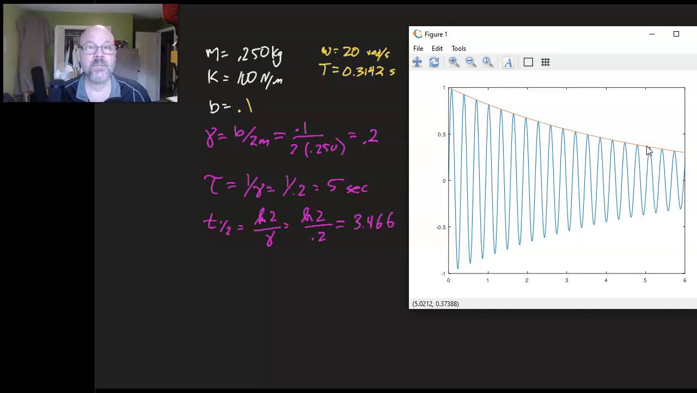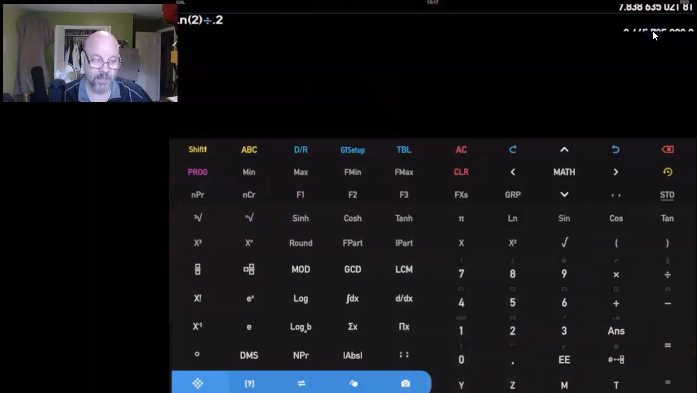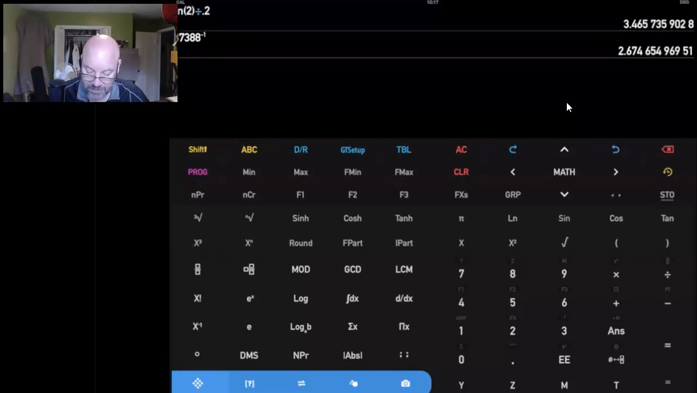0.37388. I'm going to write that down on the paper so I don't forget it. Now I'll flip back to my calculator. The number was 0.37388. What I want to do is flip that, so I'm going to go 1 over that, and see what I get there.